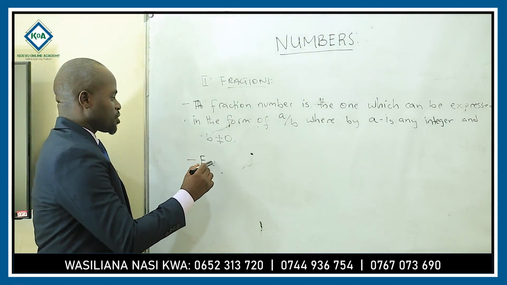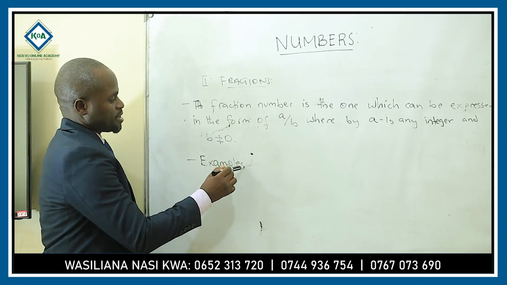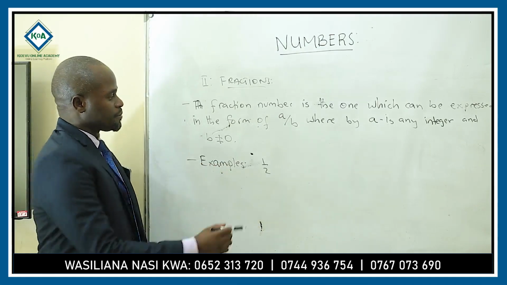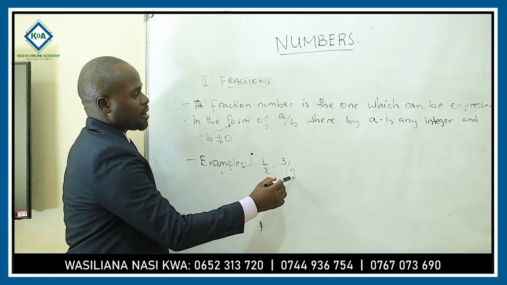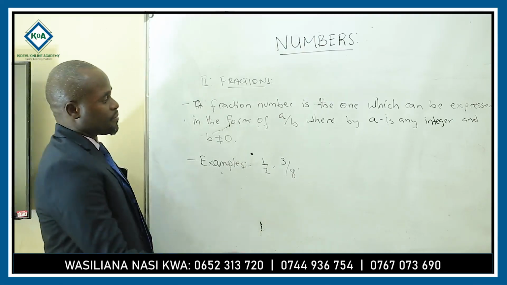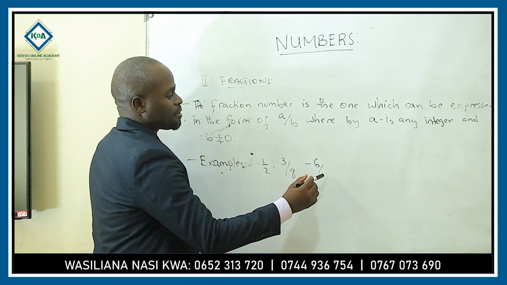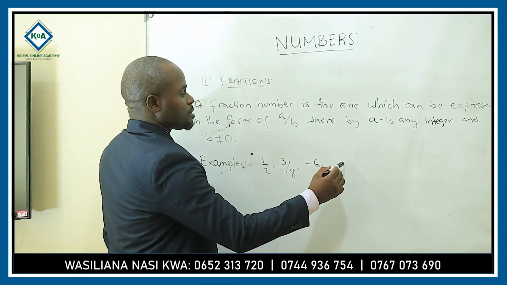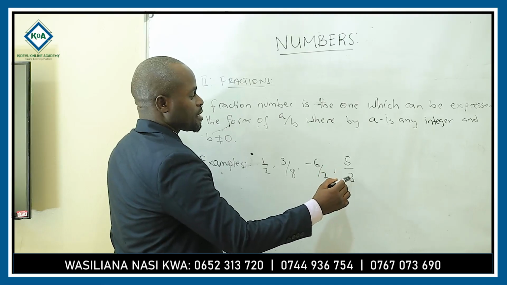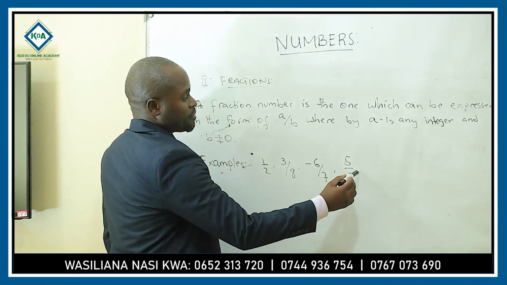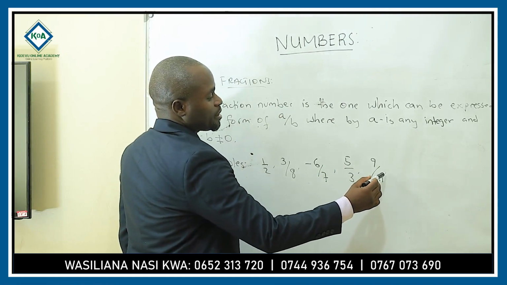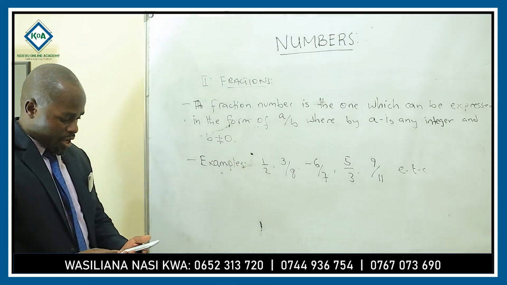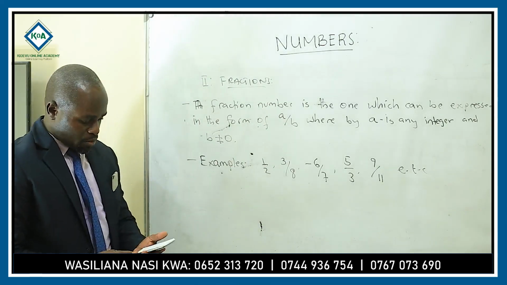Examples of fraction numbers. If you have 1 over 2, this is a fraction number. If you have 3 over 8, this is a fraction number. If you have -6 over 7, also this is a fraction number. If you have 5 over 3, this is a fraction number. If you have 9 over 11, also this is a fraction number, etc. We have so many numbers which are fractions. So this is the second group of rational numbers.